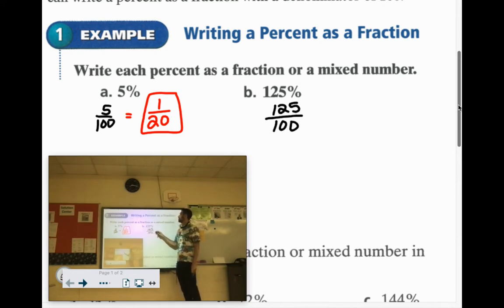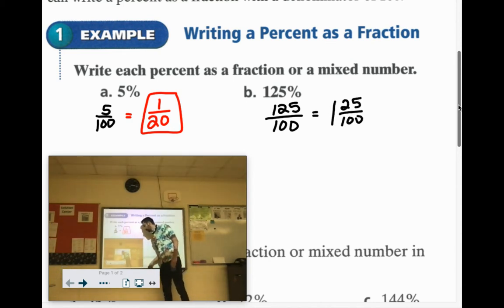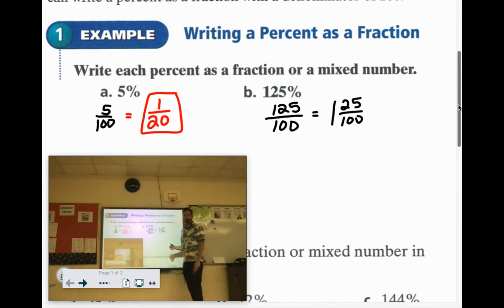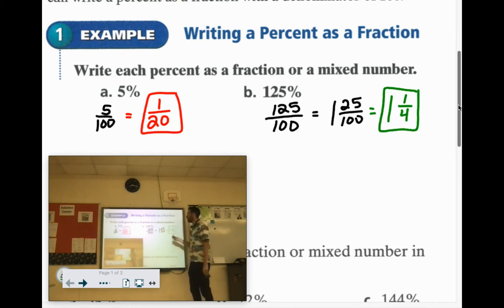If you want, you can simplify it now, or you can turn it into a mixed number now. Honestly, on these ones, it's kind of easy to turn them into a mixed number first, because 100 goes into 125 one time with 25 leftovers. And then think of 25 and 100. 25 goes into both of those, right? Think of quarters. There's 1 quarter in 25 cents. There's 4 quarters in 100 cents. So you have 1 and 1/4.